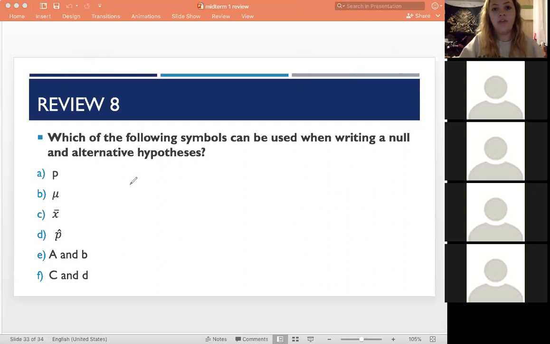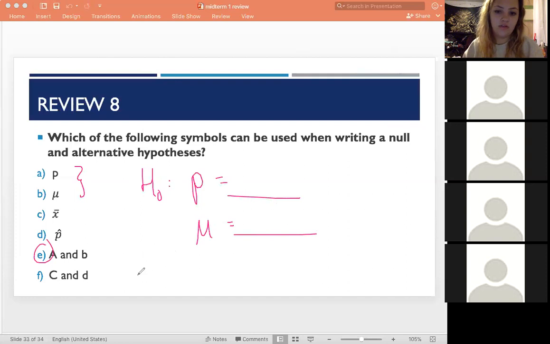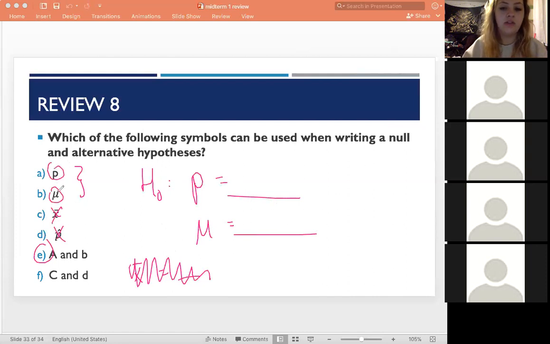Yay, great job. You guys understand. So our answer for null and alternative is A and B, because these are the only two that we're going to use. Remember, like I said, your null is either going to be for a one sample p equals something or mu equals something. You're never going to see something like x bar equals for your null and alternative. I don't even want to write it because it's so incorrect. You'll never see these for hypothesis testing when writing your alternative and null hypotheses. So our answer is E because it's A and B. So these are the two that you would use there. So to review: proportions and then means.